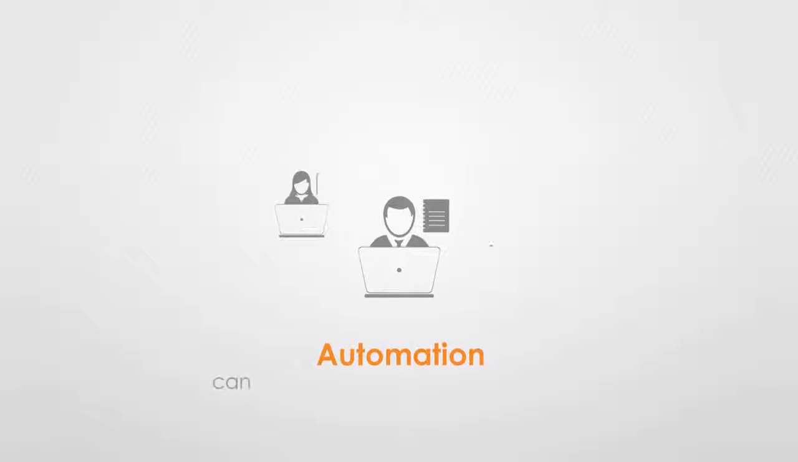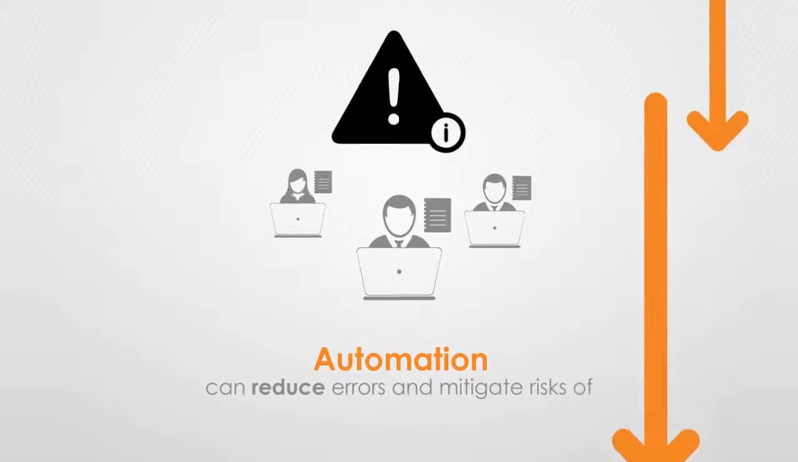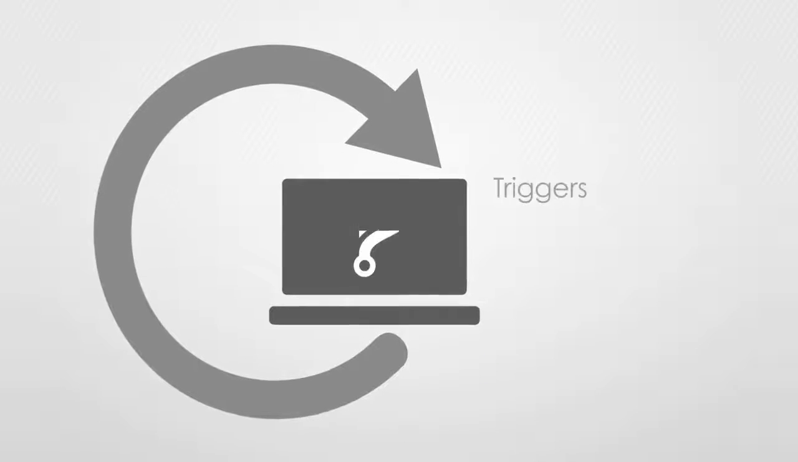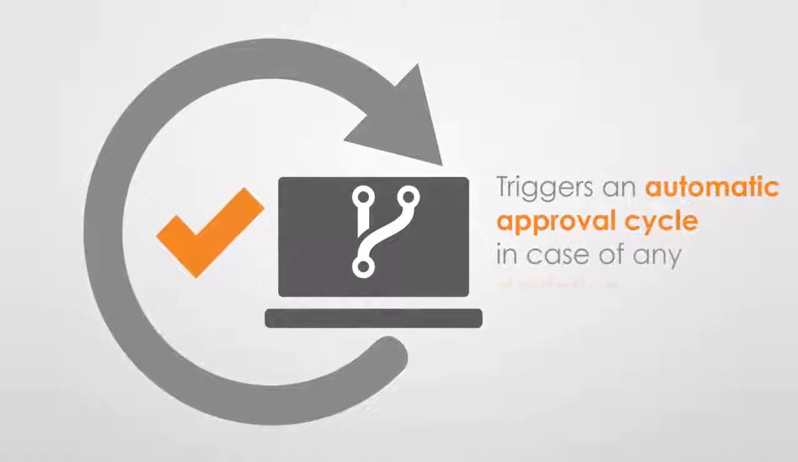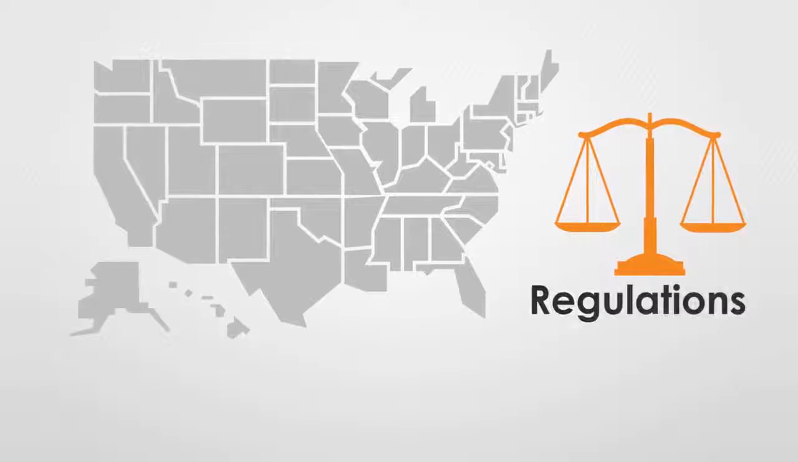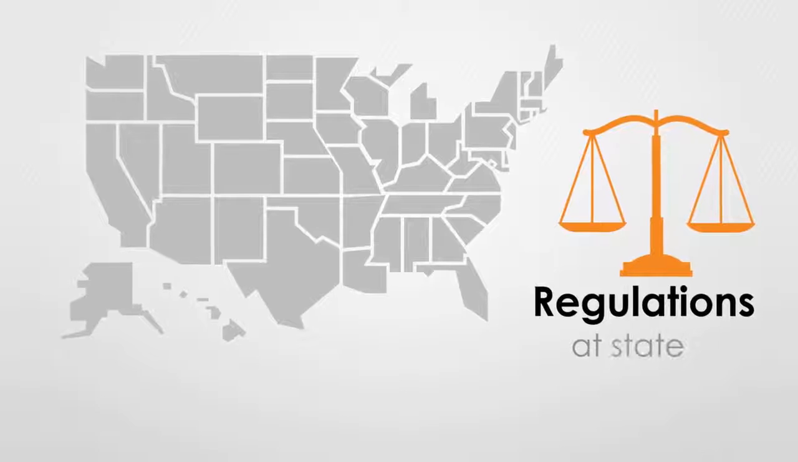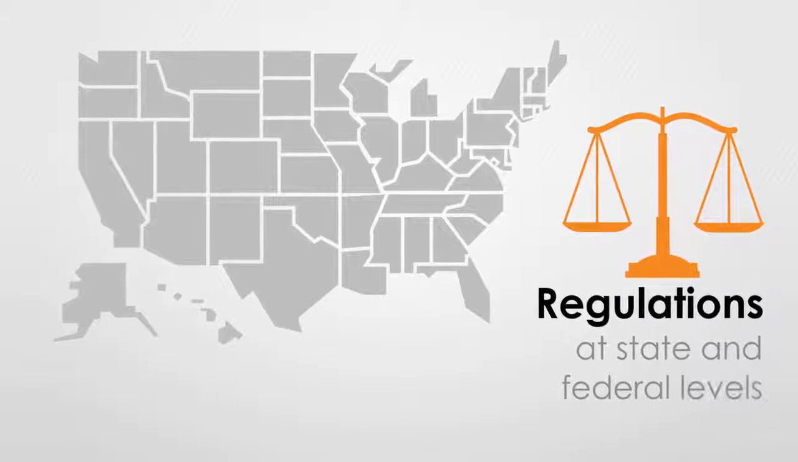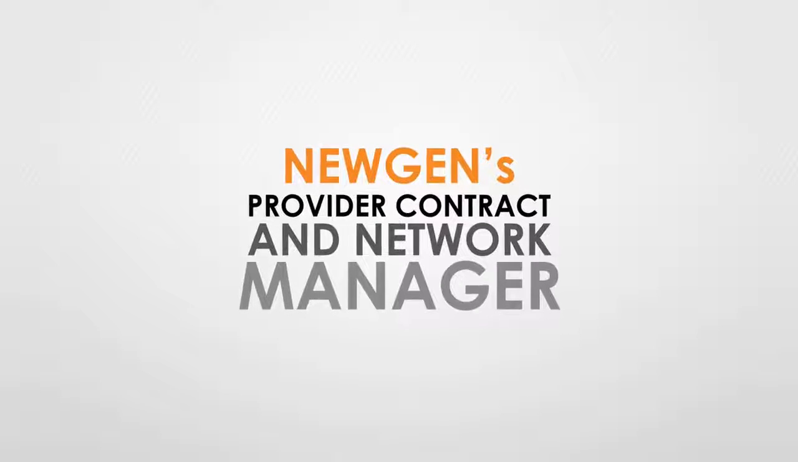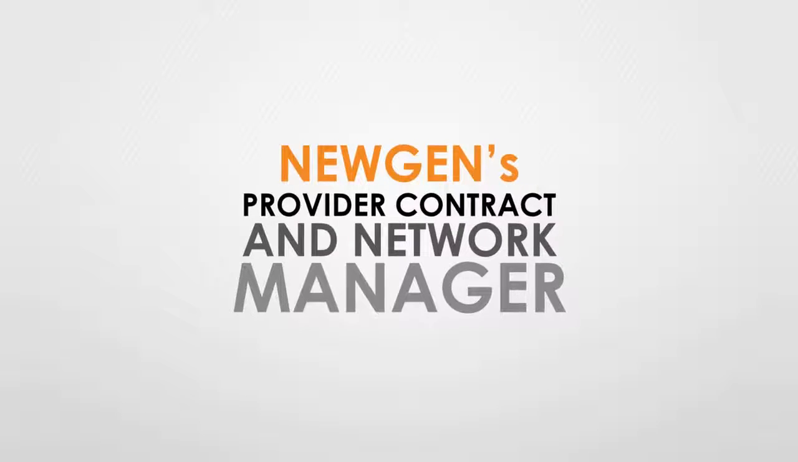The level of automation can reduce errors and mitigate risks of erroneous data entry. The solution automatically triggers an approval cycle in case of any deviation. By doing so, it ensures proper compliance with regulations both at the state and the federal level. And it can still do more. Newgen's Provider Contract and Network Manager has additional functionality to support the needs of your organization.